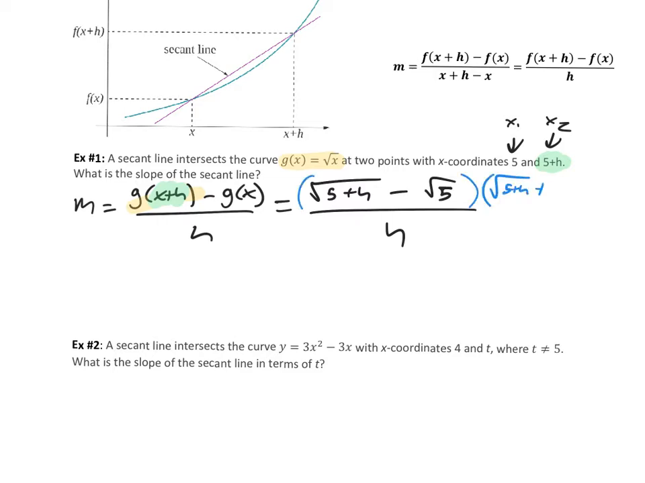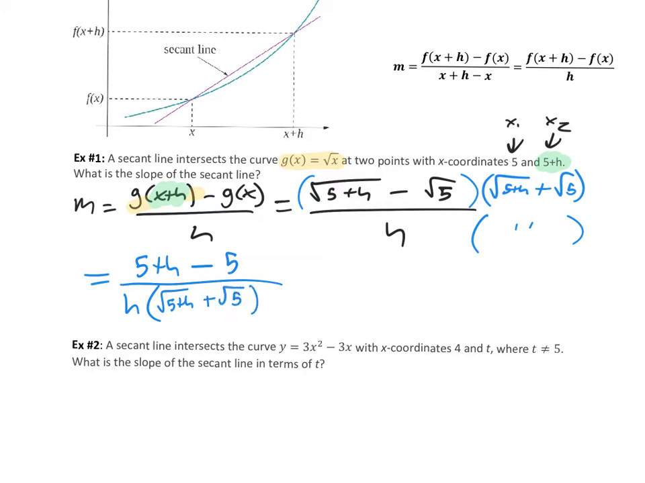Can I say this? And what would that give me? Well, remember the conjugate says you just square the first. The square of a square root is just what's inside, so I have a 5 plus h. Then minus, and the square of square root 5 is just 5. And then on the bottom I'd have h, parentheses, because I multiply the top and bottom. That's the conjugate method.